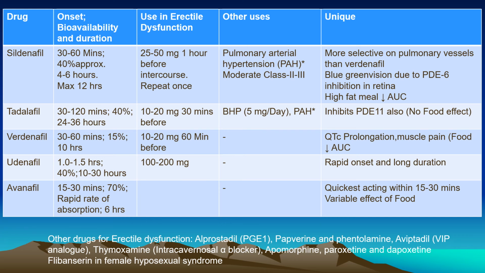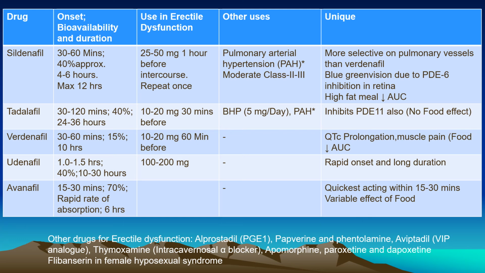Udenafil is also longer acting but less potent. However, it has a rapid onset of action. Avanafil is the latest addition, which is perhaps the quickest acting drug for the treatment of erectile dysfunction in causing penile erection, and should be taken half an hour before the act. It has a longer effect. The food has a variable effect on it.